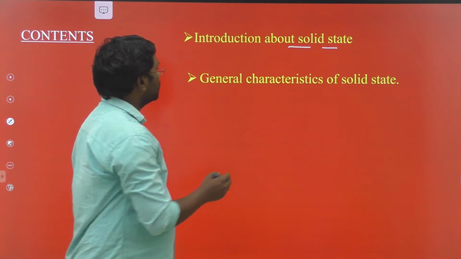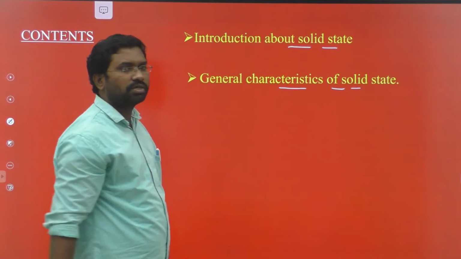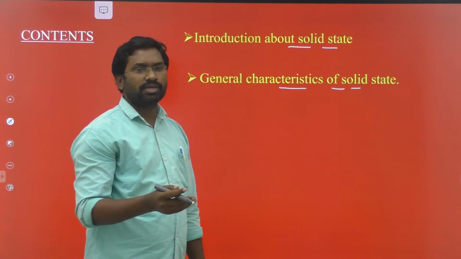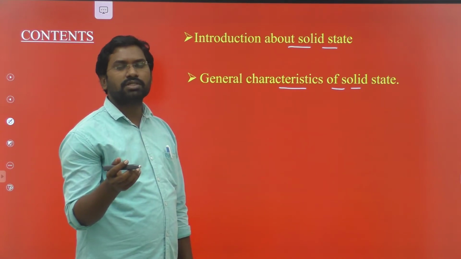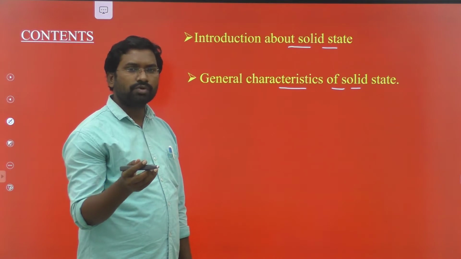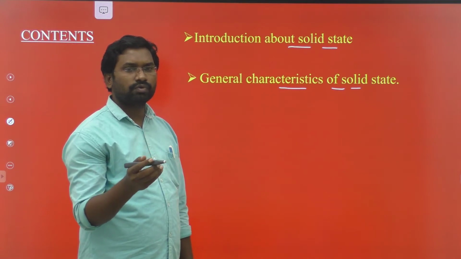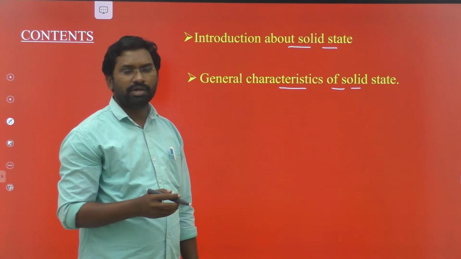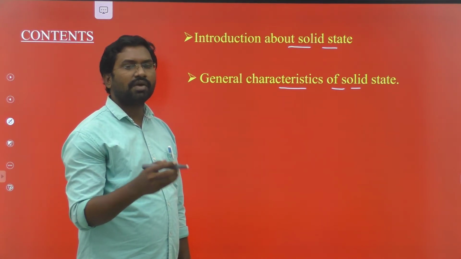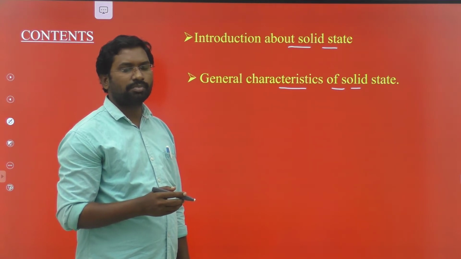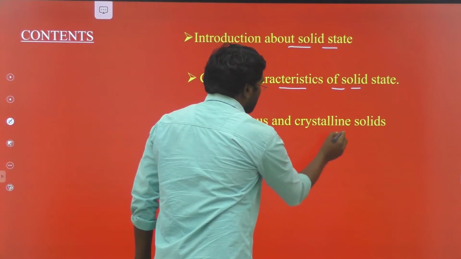The next concept is the general characteristics of solid state. What are the general characteristics? Solids have definite shape and definite volume. Strong electrostatic attractive forces, the binding forces, are present in the solid state. Based on these strong attractive forces, solids are very hard and brittle. Compared with liquids and gases, solids have special unique properties. And next, amorphous and crystalline solids.